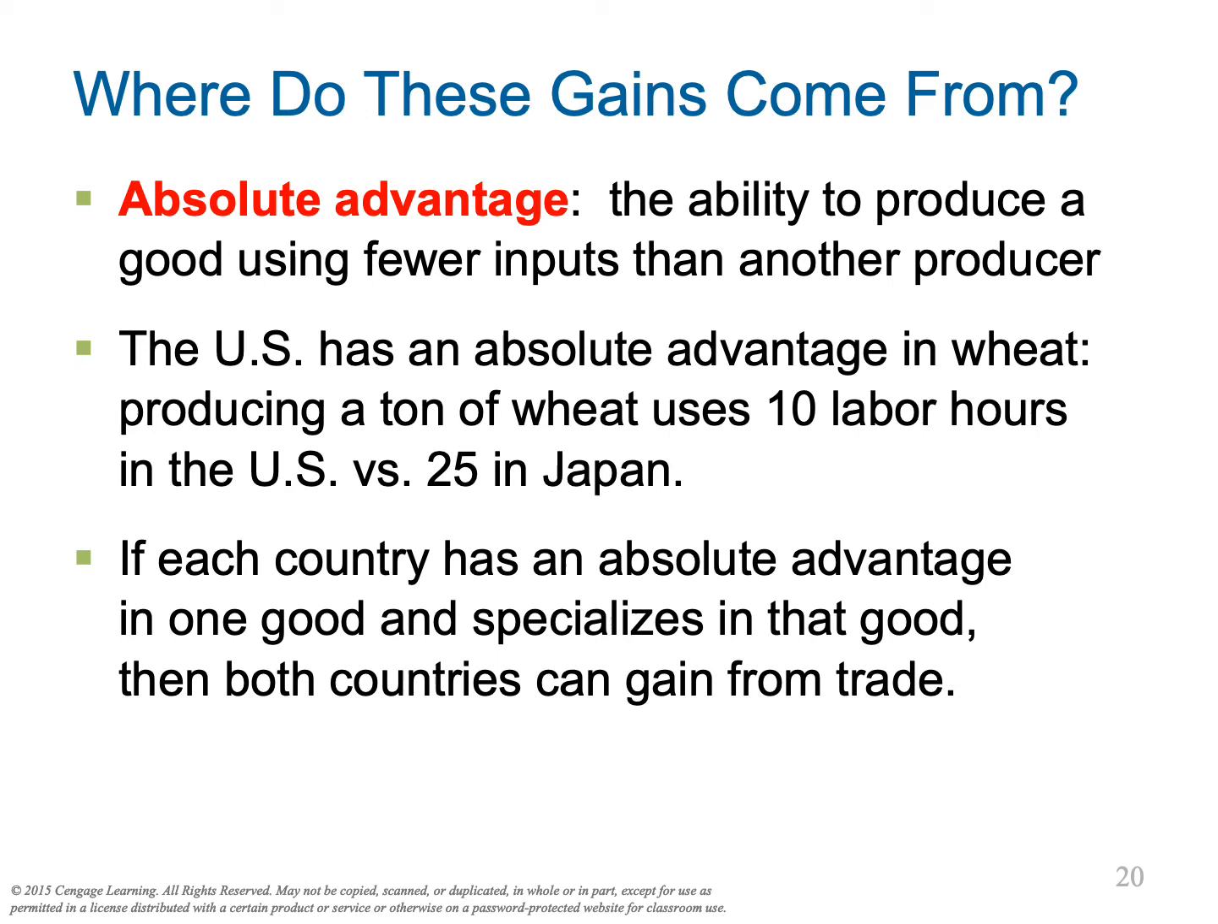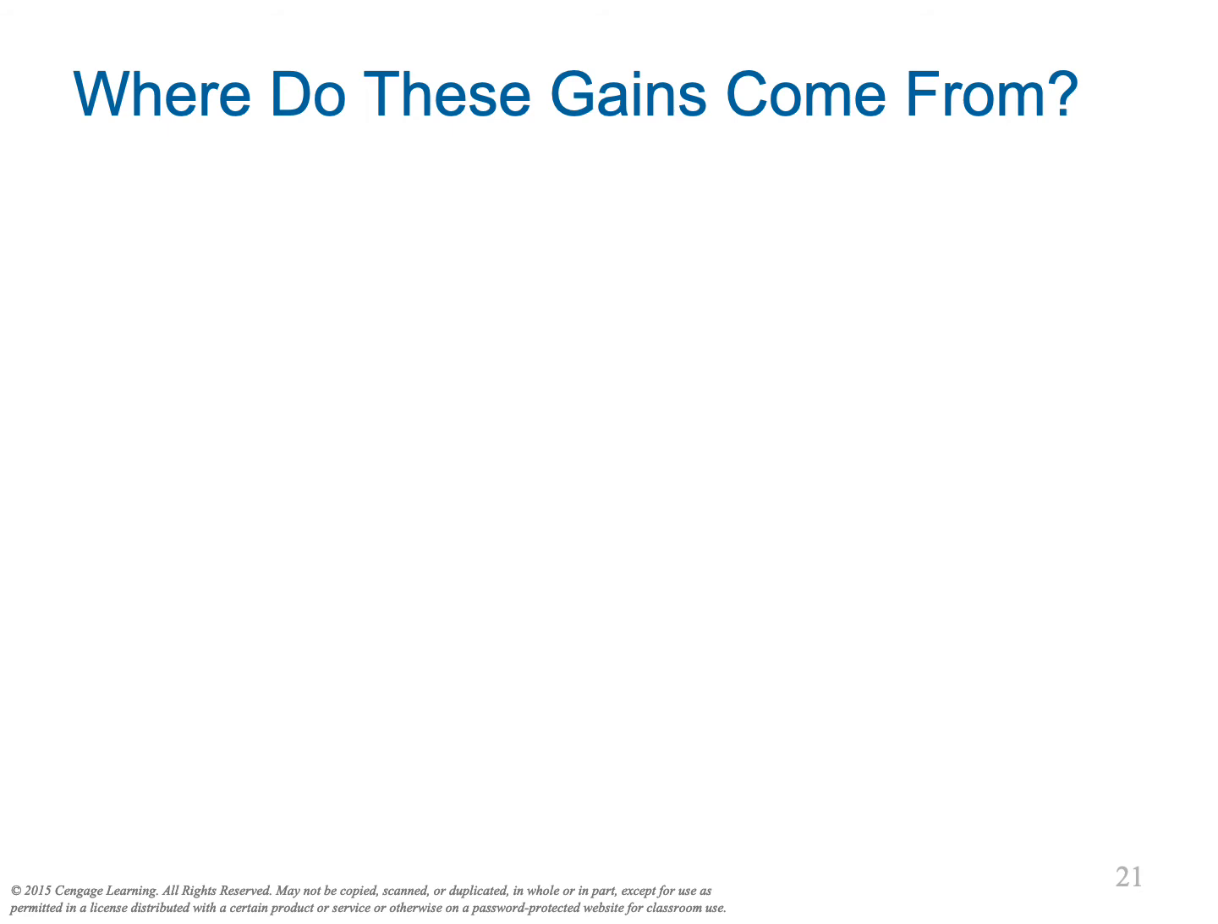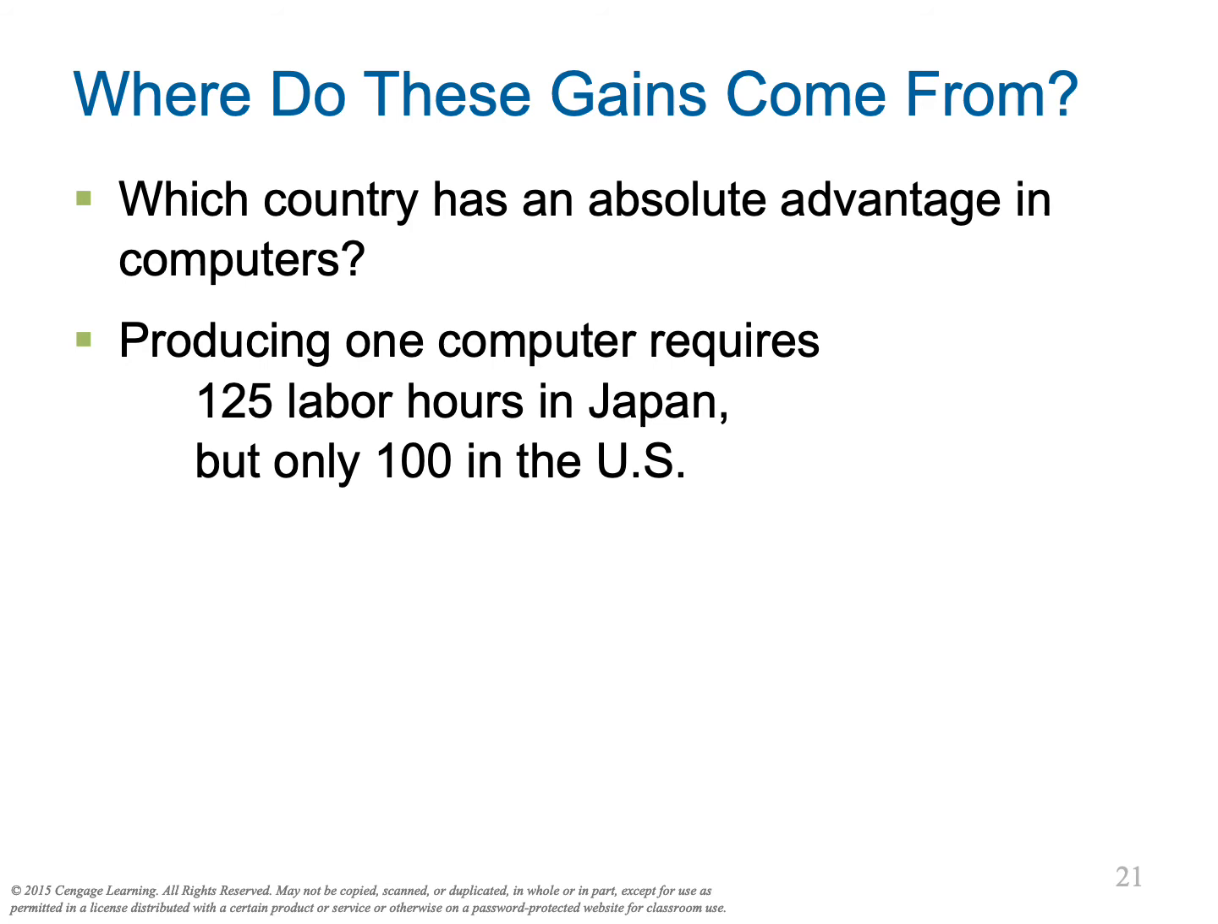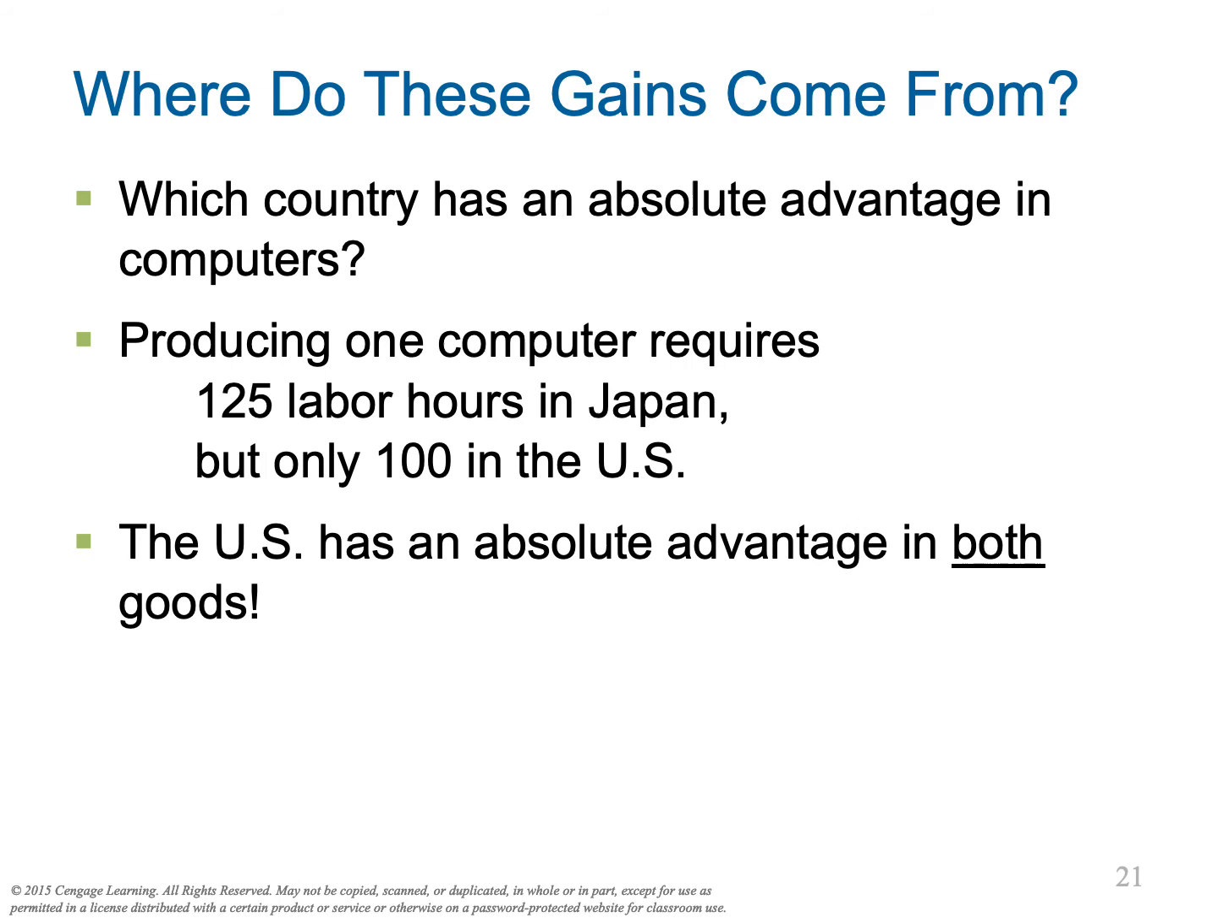So we're not quite yet able to see exactly where these gains are coming from, because the U.S. has an absolute advantage in both. Which country has an absolute advantage in computers? Well, it's still the U.S. It only takes 100 hours in the U.S. to make a computer, whereas it takes 125 hours in Japan. So the U.S. has an absolute advantage in both.